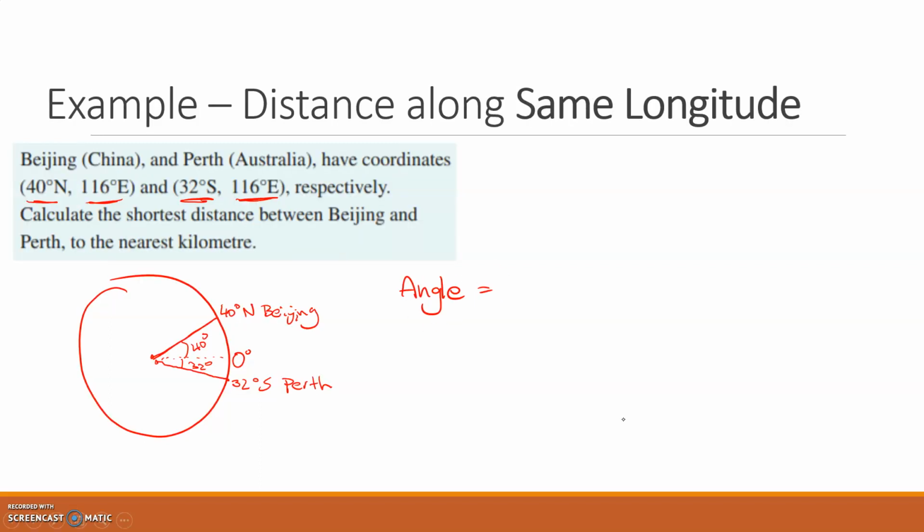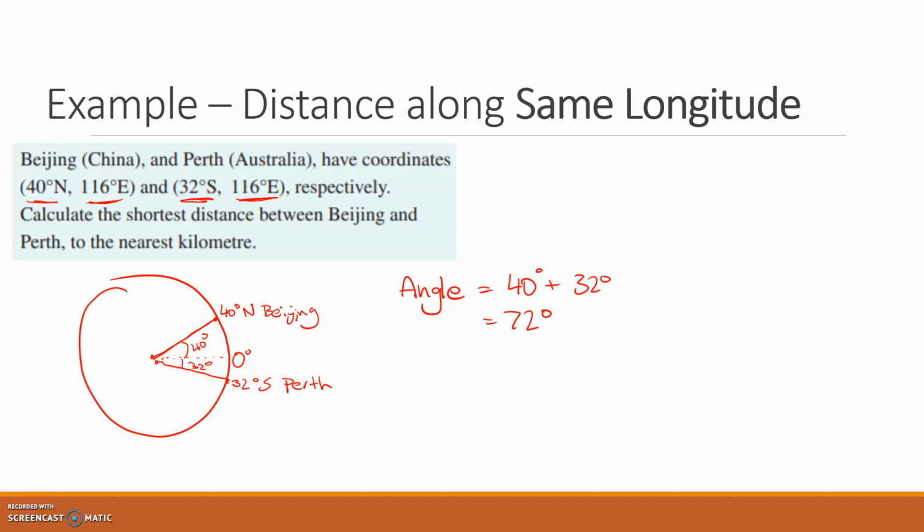And when I say the angle, what I mean is the total angular distance between them. So if I'm starting up here at 40 degrees north and I travel down to 32 degrees south, I have to travel 40 to get to the equator and then a further 32 degrees. So that's 40 plus 32 degrees, and that's 72 degrees.